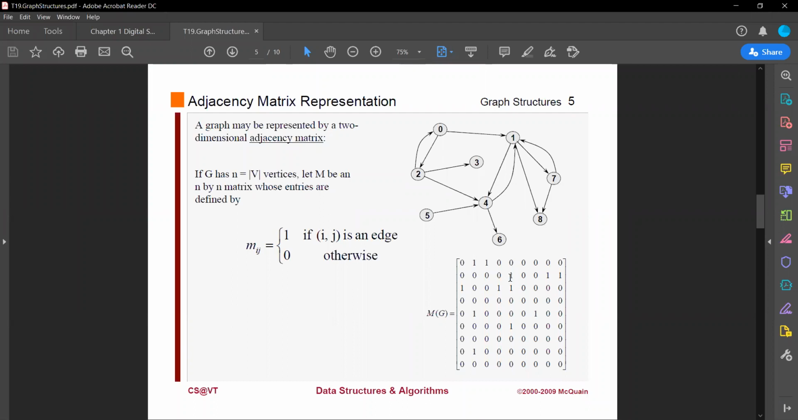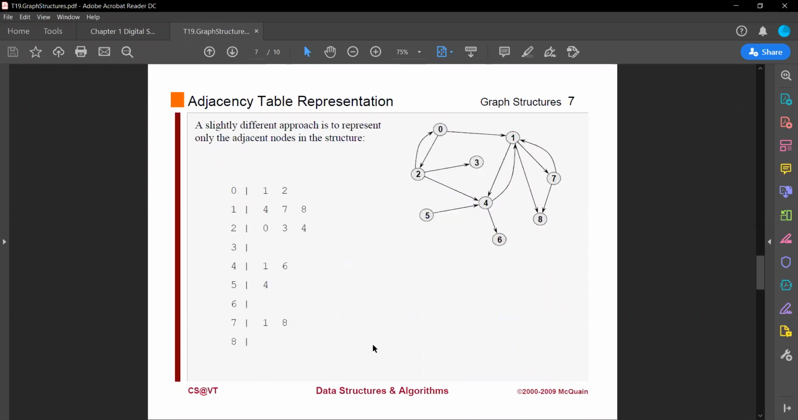Is there any edge from 1 to 5 and 1 to 6? The answer is no. That's why we put 0 here. And is there any edge from 1 to 7 and 1 to 8? Yes, there is an edge from 1 to 7 as well as an edge from 1 to 8. That's why you put 1 here. So similarly, you can put 1 and 0 in this two-dimensional matrix, and you can find the adjacency matrix of this graph easily.